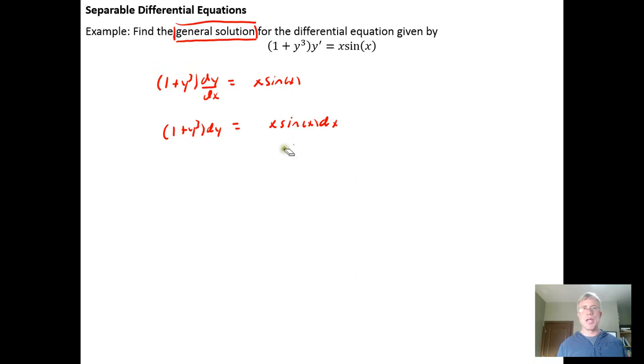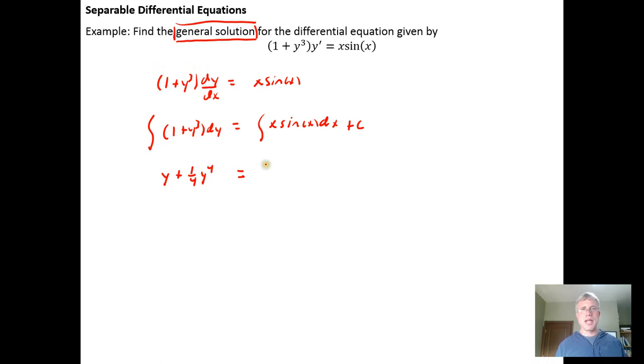So we've separated the variables into the y's and the x's, and the next step is to integrate both sides, understanding that we get a constant of integration when we do that. And the left hand side integrates quickly. The antiderivative of 1 is just y, plus the antiderivative of y cubed with respect to dy is going to be 1/4 y to the 4th power.